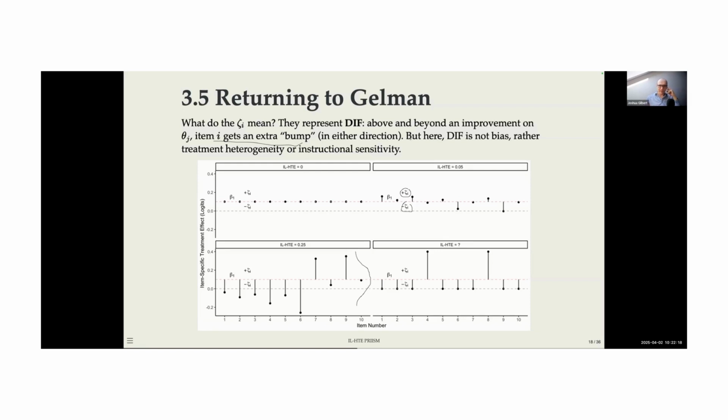But here, I think it's less instructive to think about bias because the treatment is randomly assigned. I think it's more instructive to consider this as indicative of treatment heterogeneity, or if we want to think about the item itself, as instructional sensitivity. How sensitive is this item to an educational intervention, say?